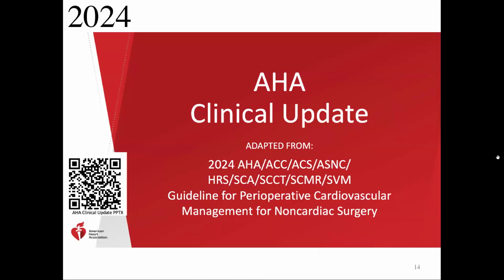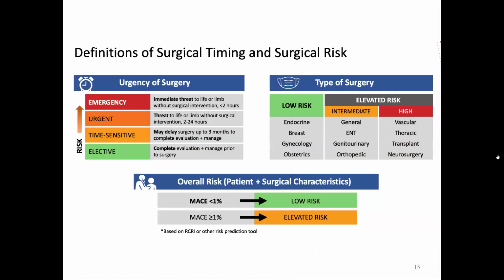So we have our guideline. I'm going to go through step by step. All right, so I'm going to talk about types of surgery in the next slide. But I want to point out what they consider to be elevated risk non-cardiac surgery: intermediate and high. So this guideline applies to elevated risk non-cardiac surgery.